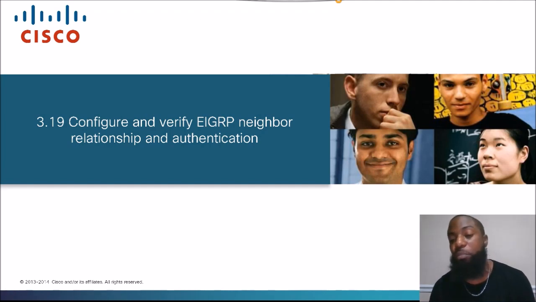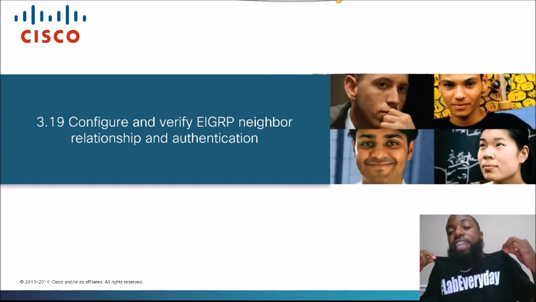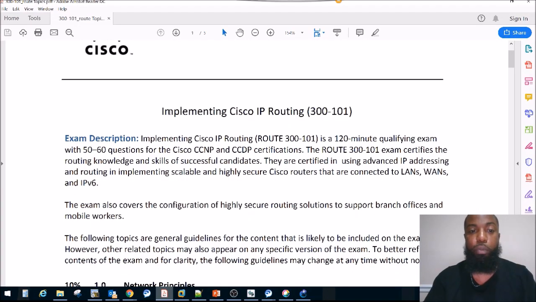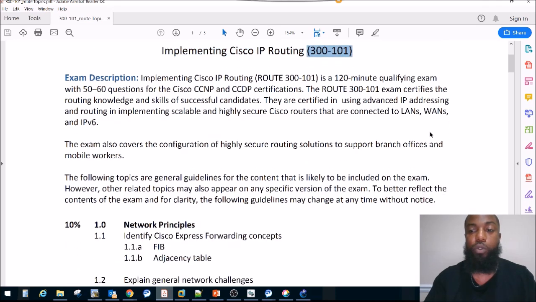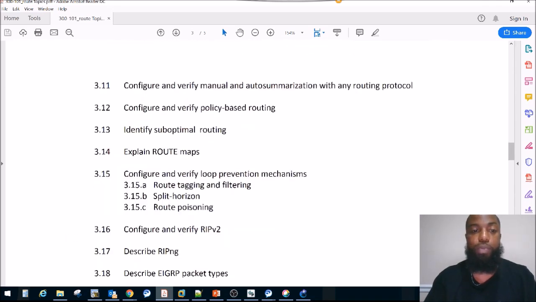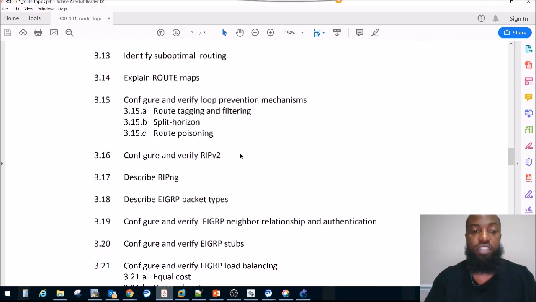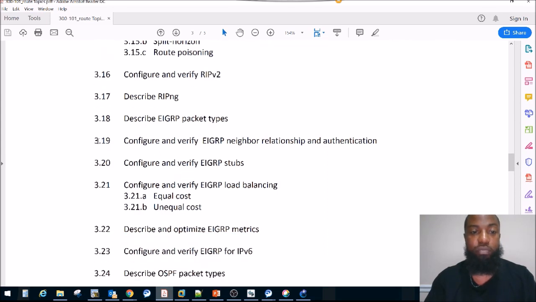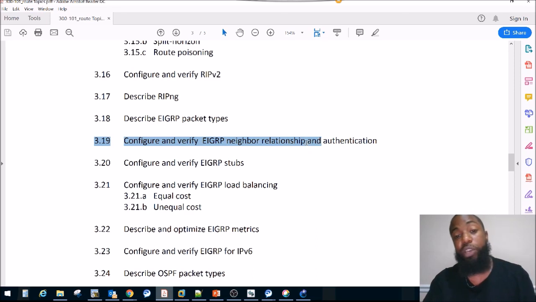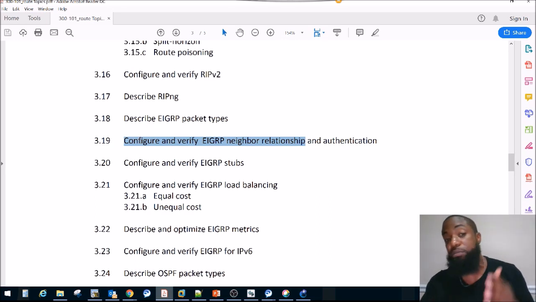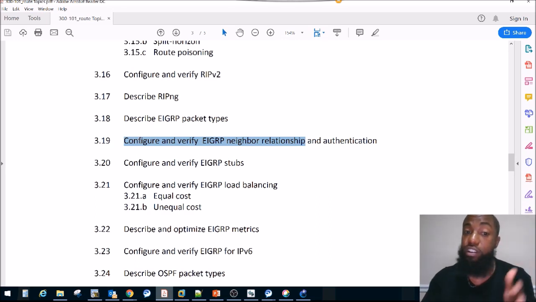Let's take a look at the exam blueprint to see where we came from and where we are headed. Hashtag labeveryday. All right, this is the exam blueprint, implementing Cisco IP routing, exam code 300-101. We just wrapped up the first part of this topic, 3.19, configure and verify neighbor relationship and authentication. We only did the neighbor configuring and verifying EIGRP neighbor relationship. We used Boson NetSim to basically configure and verify neighbor relationship with the EIGRP routing protocol.